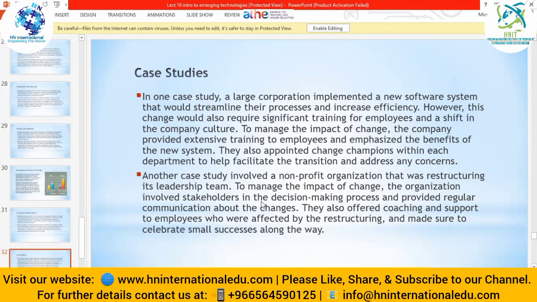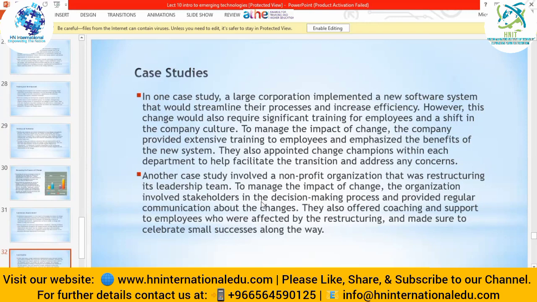And then another case study involved a non-profit organization. Now, we are going to look at case studies of two organizations. One has implemented a software system, trained its stakeholders and employees, and picked the right people, the champions within each department, to help facilitate the transition and address any concerns if there are any.